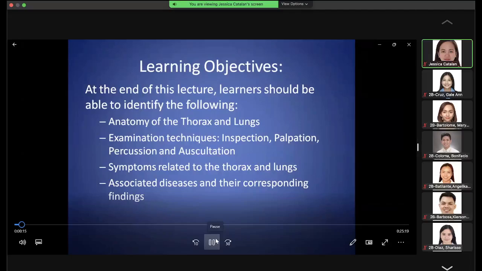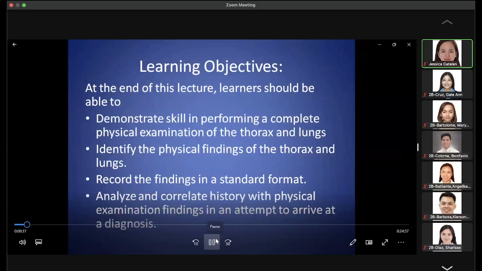The learning objectives are as follows. At the end of this lecture, you should be able to identify the following: the anatomy of the thorax and lungs; examination techniques such as inspection, palpation, percussion, and auscultation; the symptoms as well as the associated diseases with their corresponding findings.